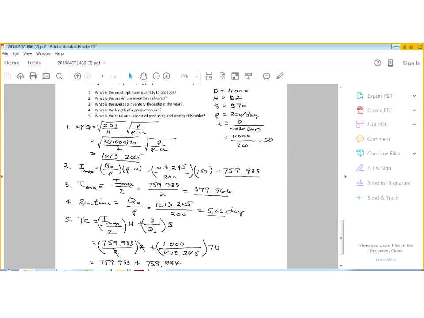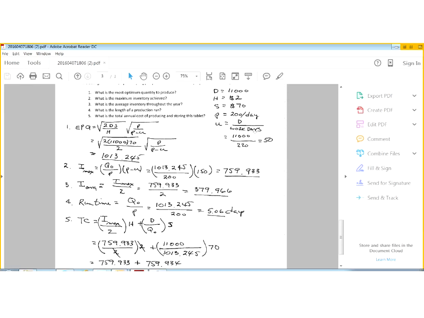And then finally, the last question is, what is the total annual cost of producing and storing this coupling? Okay, so our formula for it is that formula, the fourth from the top.